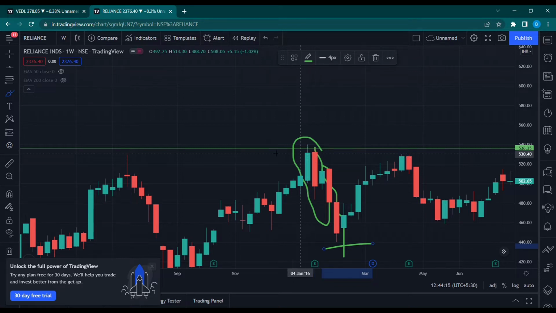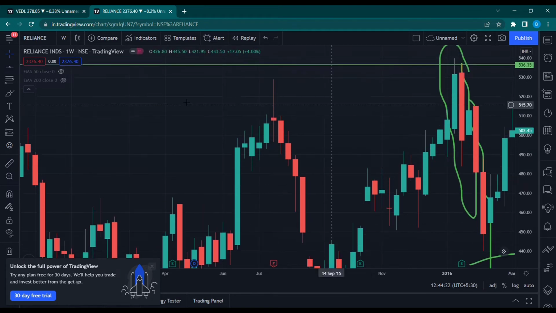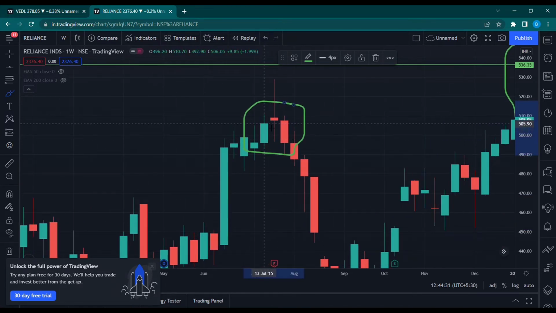So we have one more pattern here. So bearish engulfing, I hope you have understood, right? This pattern, this one, is what we call an evening star. Evening star pattern, right? So you have one green candle.